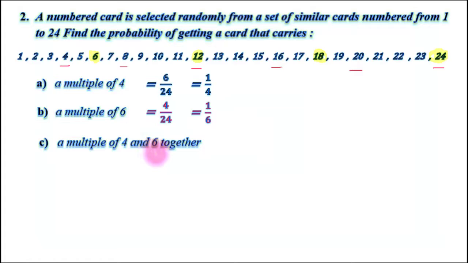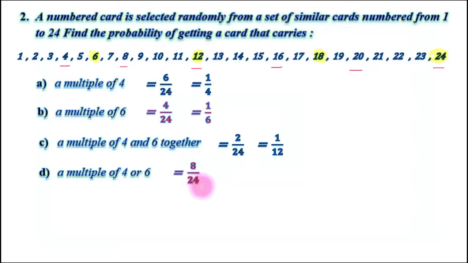C: A multiple of 4 and 6 together, we need a number which is a multiple of 4 and also a multiple of 6. We have 12 and 24, only 2 numbers. Then the probability equals 2/24, which equals 1/12. D: A multiple of 4 or 6, any of these two numbers without repeating the numbers. Then we have 1, 2, 3, 4, 5, 6, 7, 8. We have 8 numbers, then the probability equals 8/24, which equals 1/3.